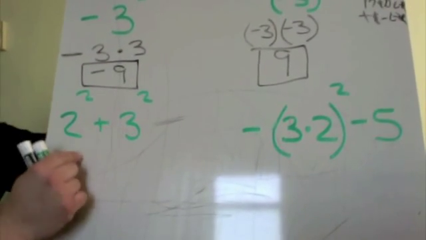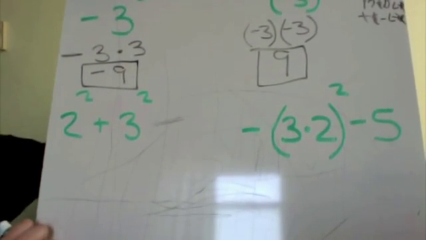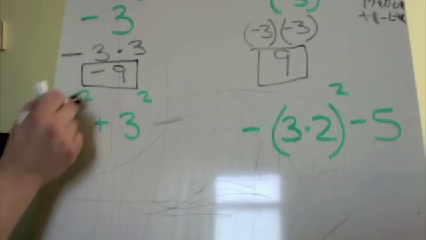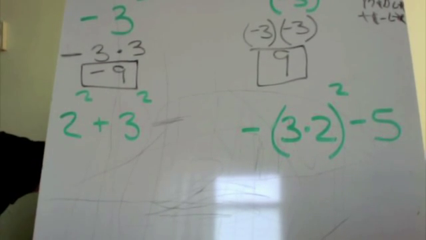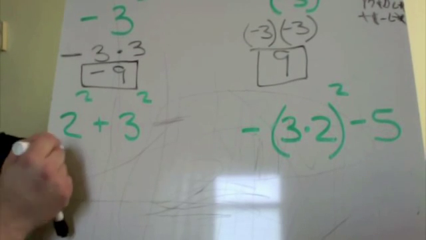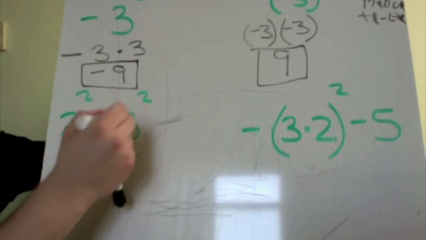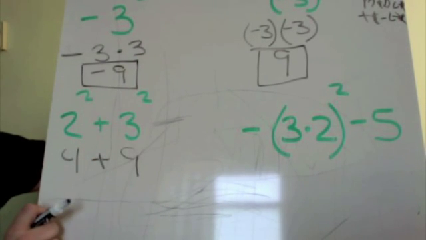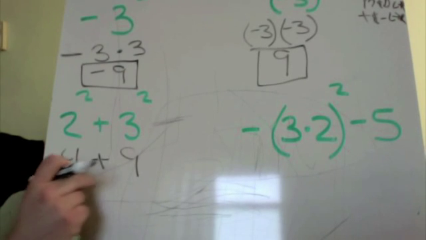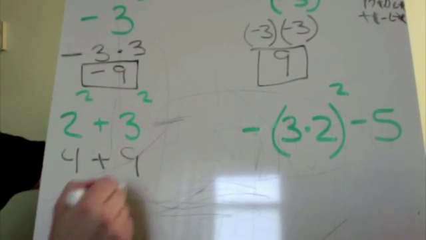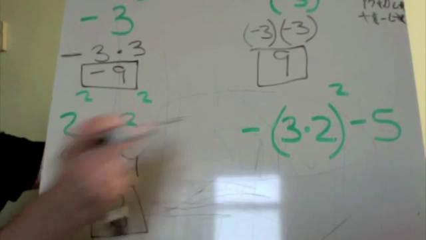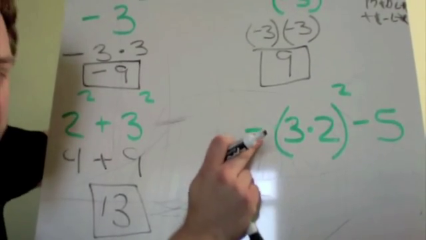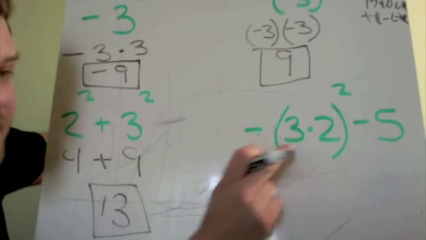All right, let's deal with this with order of operations. First, we do whatever's inside parentheses. We don't have anything. So next we move to exponents. We deal out our exponents. Well, what's 2 squared? Well, that's 2 times 2, which is 4. And 3 squared, 3 times 3, 9. No multiplying or dividing to do. Add and subtract next. 4 plus 9, 13.